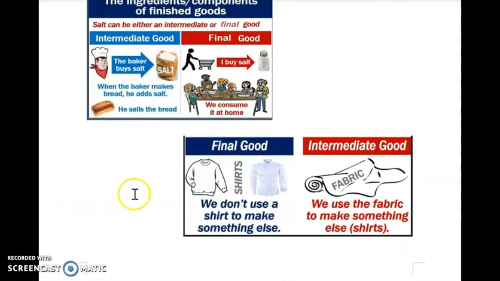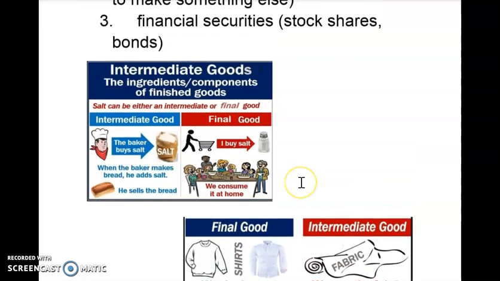Here is one other example. An intermediate good is the fabric. We use the fabric to make something else. So when you use it to make something else, that is an intermediate good. What is final? We don't use a shirt to make something else. This is a final good. You wear it, right? Intermediate goods are not counted because the fabric here has been counted into the shirt, right? So that's why we only count final goods.